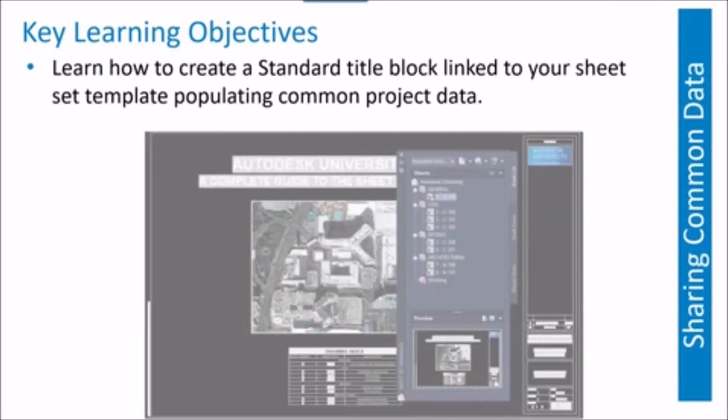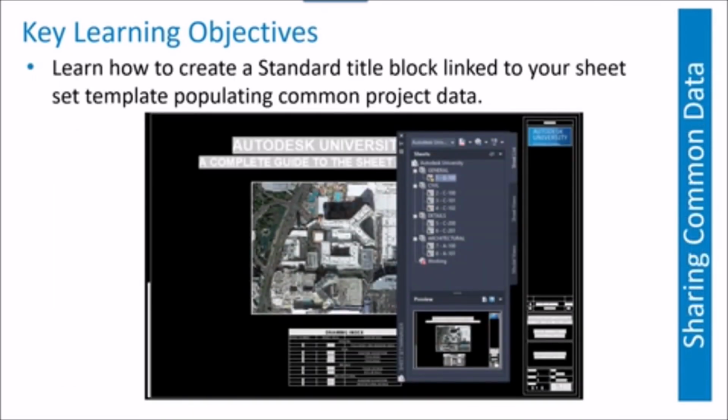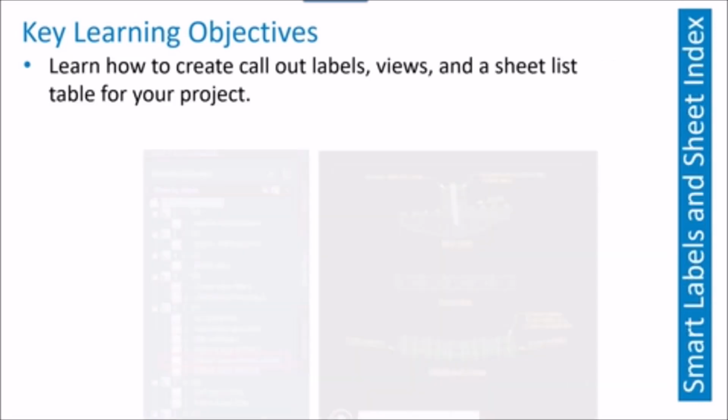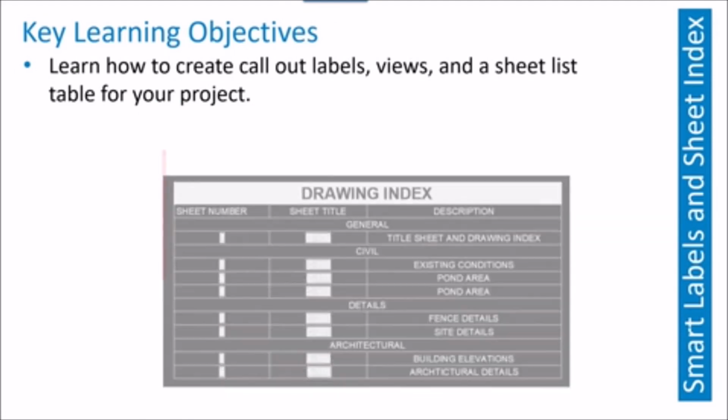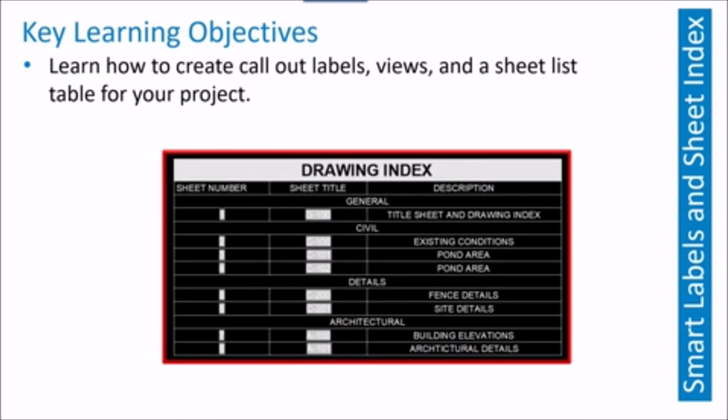Our second objective is to learn how to create a standard title block, link it to your sheet set so you can use common project data on projects throughout different disciplines within your field. Our third objective for today is we're going to learn how to create labels, views, and actually a sheet index table for your project. All of these are connected to each other, populating data through the Sheet Set Manager.